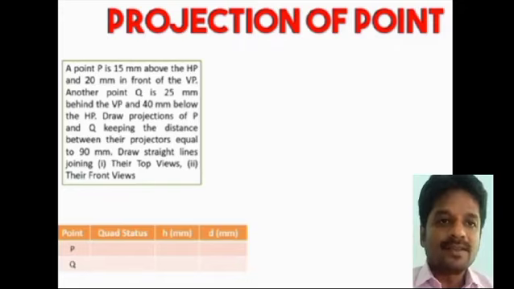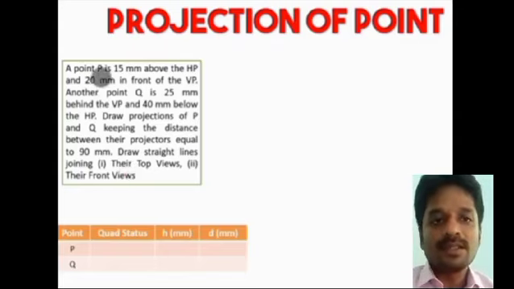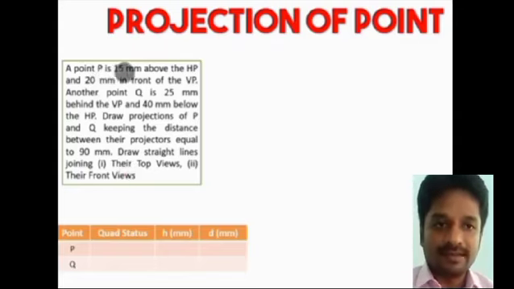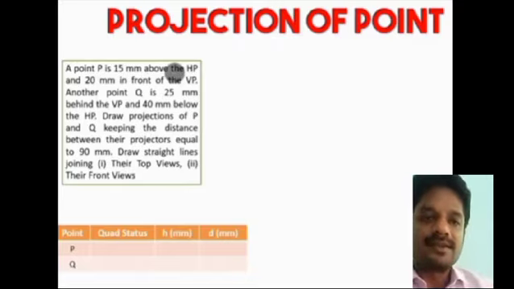A point P is 15 mm above the HP and 20 mm in front of the VP. Another point Q is 25 mm behind the VP and 40 mm below the HP. Draw the projection of points P and Q, keeping the distance between the projectors equal to 90 mm. Draw a straight line joining the two top views and the front views.